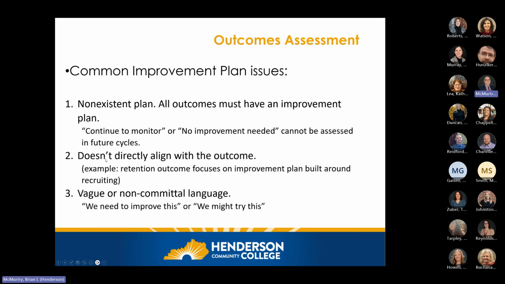I talked a little bit before. Our improvement plan might not directly align with the outcome, so you might have a retention outcome that focuses on an improvement plan that's built around recruiting. So making certain that our improvement plans can directly affect the outcome is really important. A third thing that we see is vague or non-committal language, like, we might try this or we need to improve this. We really need to be very explicit in our language, saying next year we are going to dot, dot, dot.